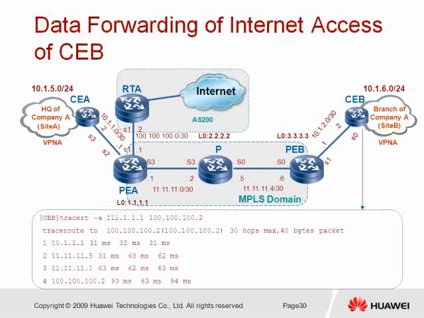On CEB, we can use the command tracert to check whether the user of CEB can access the internet. We can see that CEB can access the internet through PEB, P, PEA, and RTA. We can also see all the hops.